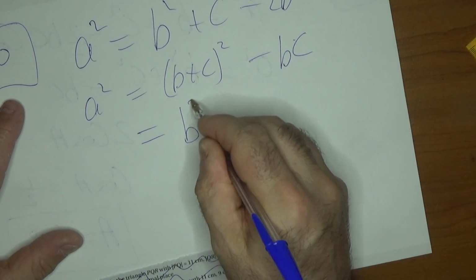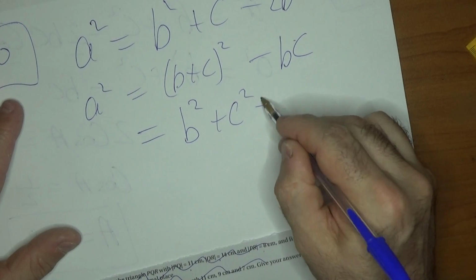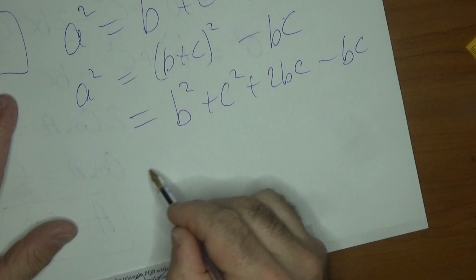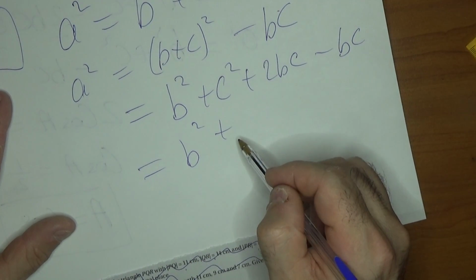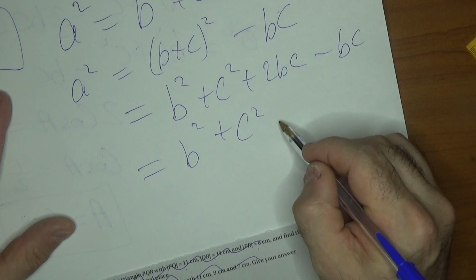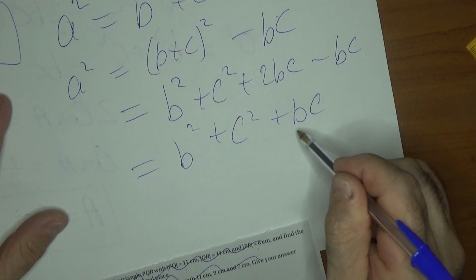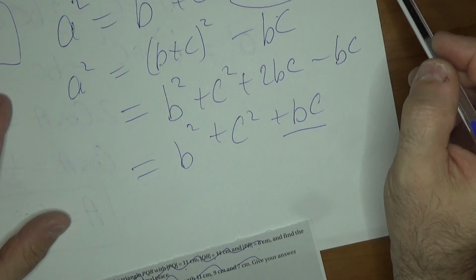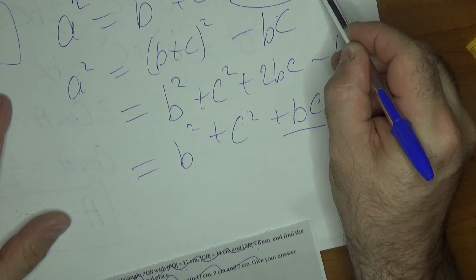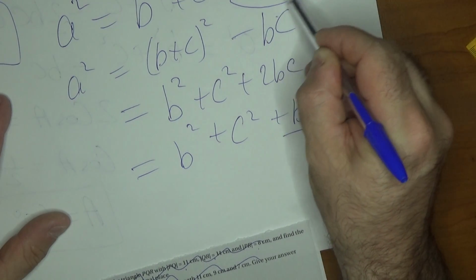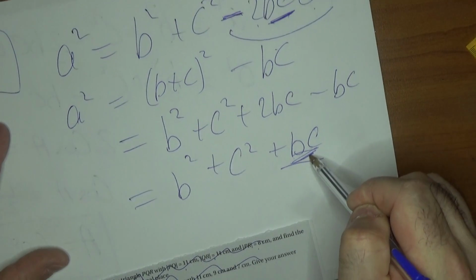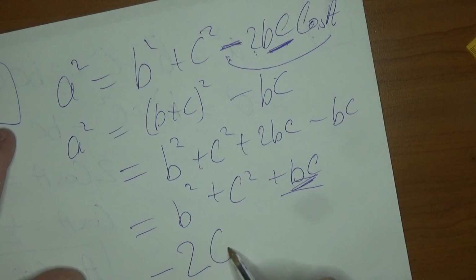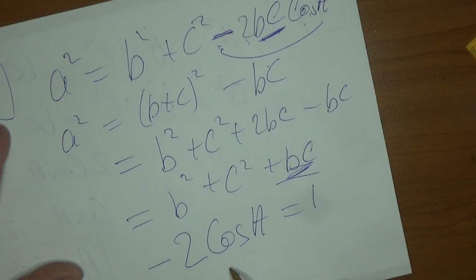I do see what's happening here. It's kind of cool. So that becomes b squared plus c squared. Normally this would be plus 2bc, and then you've got the minus bc. So this is equal to b squared plus c squared plus bc. And when we compare that with this, now very careful, we can see the minus 2 times the cos of a should be 1, because this is only bc. So minus 2 cos A equals 1.